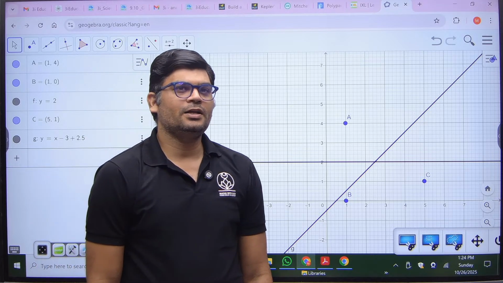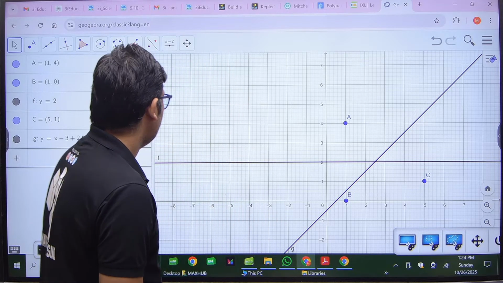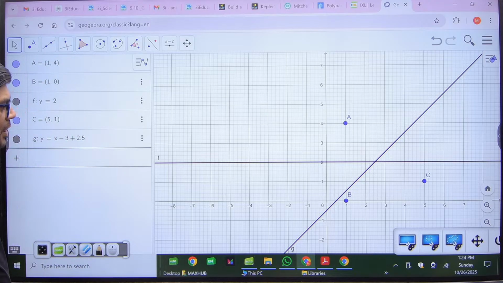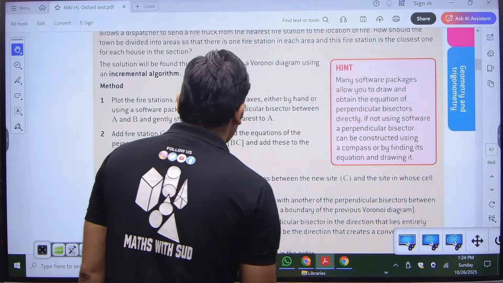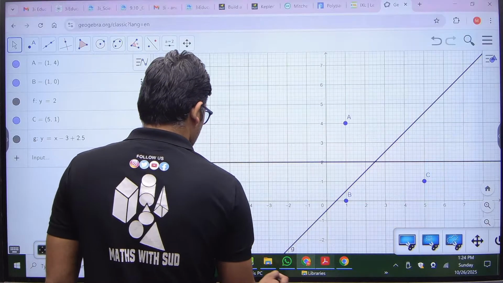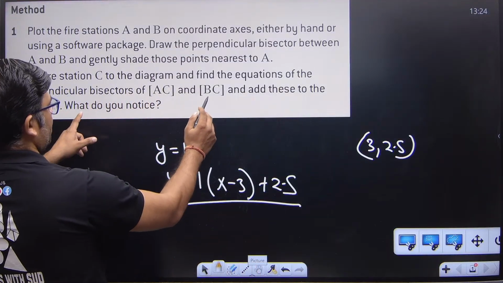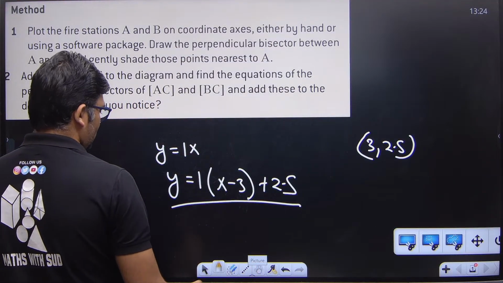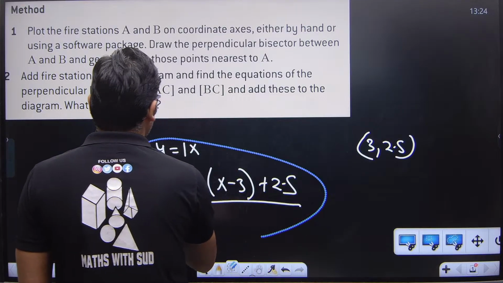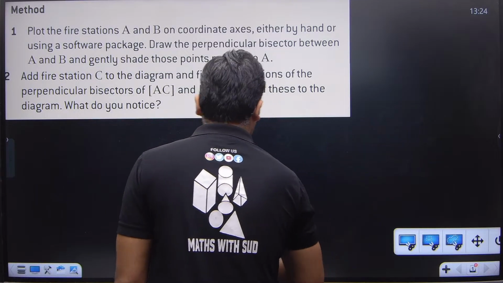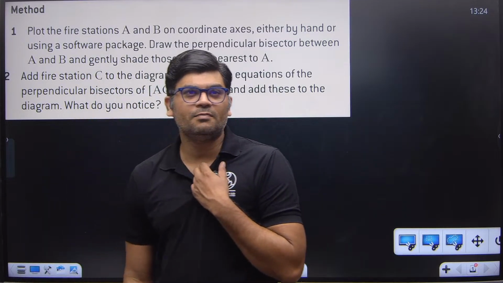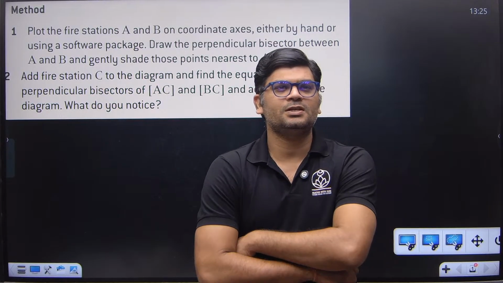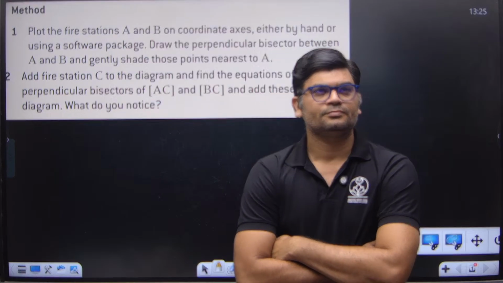Now we need to write the equation of BC. We have to find the equation of BC because the another perpendicular bisector was made on BC. So can you tell me what is the slope of BC? First find the midpoint of BC. What is the midpoint of BC? Tell me. 1, 2.